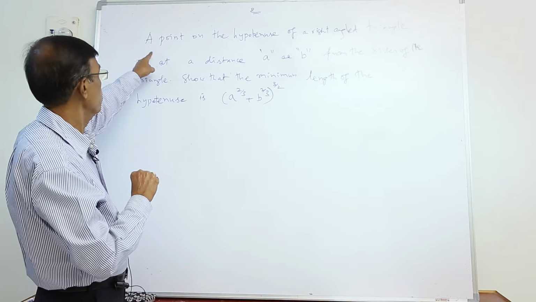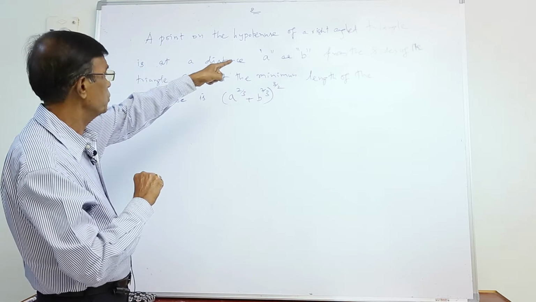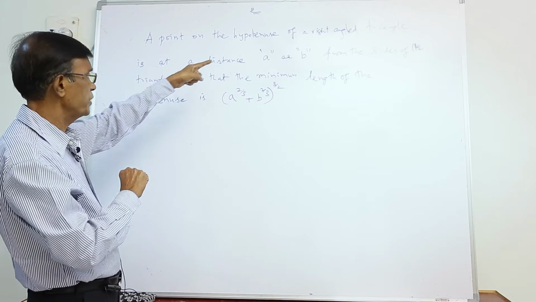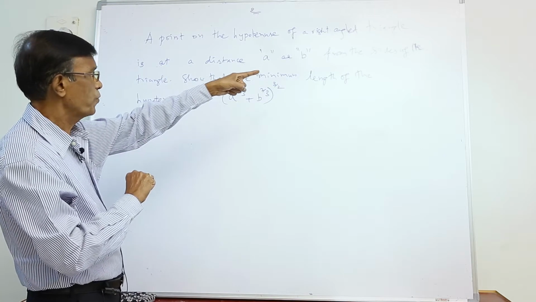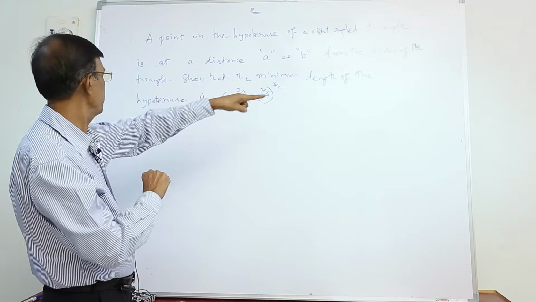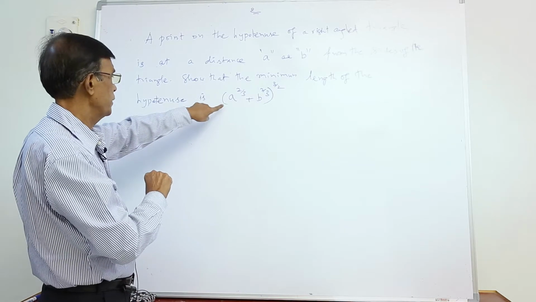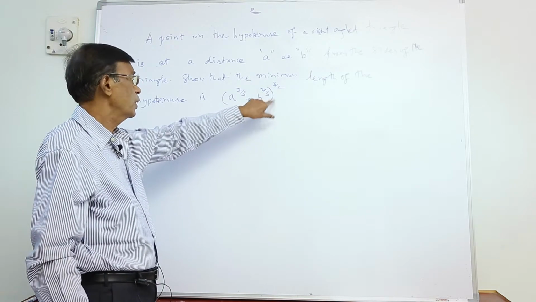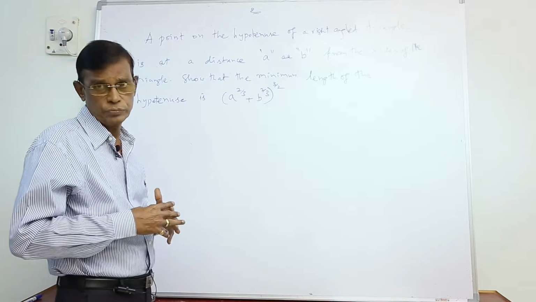See, this is the problem. A point on the hypotenuse of a right-angled triangle is at a distance A and B from the sides of the triangle. Show that the minimum length of the hypotenuse is (A^(2/3) + B^(2/3))^(3/2).